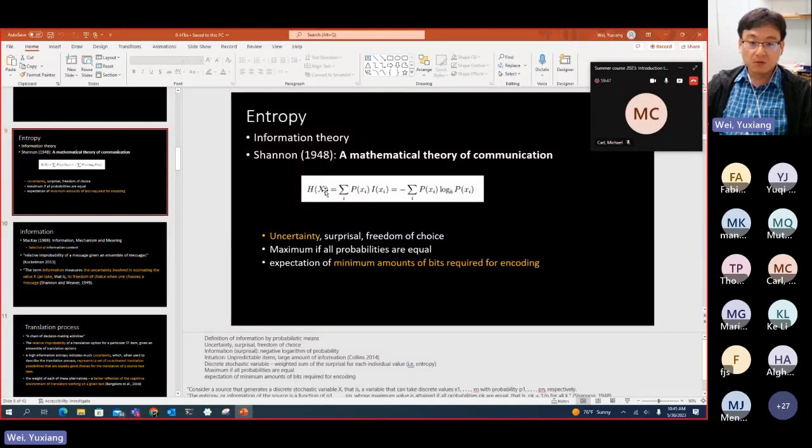This entropy value would be maximum if all these probabilities are equal, meaning there is a high level of uncertainty in making a choice. If, however, these probabilities are concentrated on very few items, then the choice from these possible outcomes would be very straightforward, and that means a low level of uncertainty there. So that's the basic idea. From that information theoretic perspective, this is the expectation of the minimum amount of bits required for encoding.